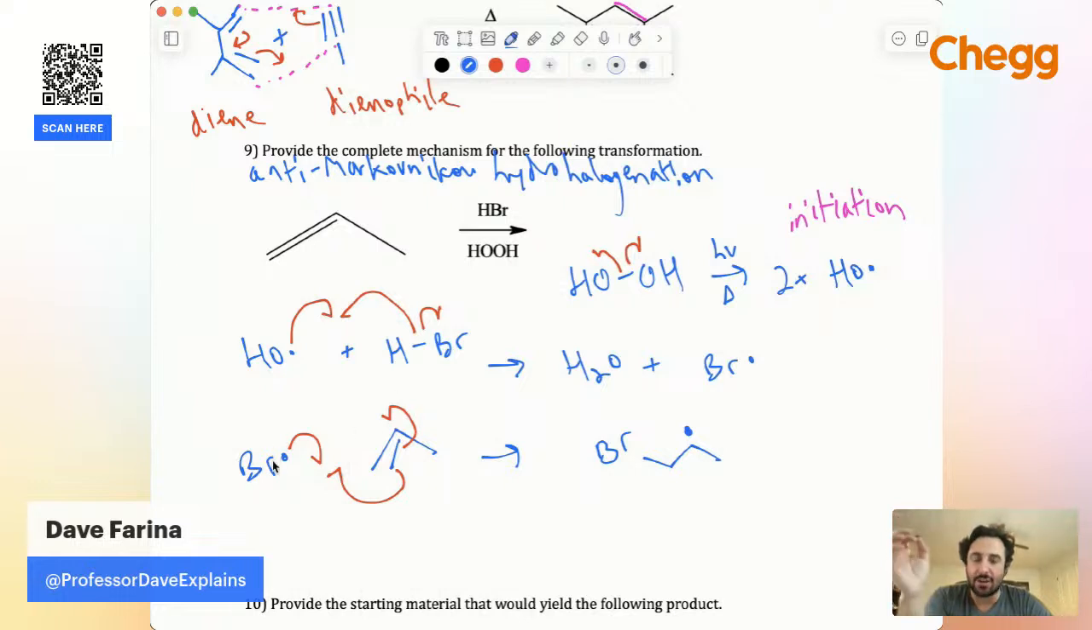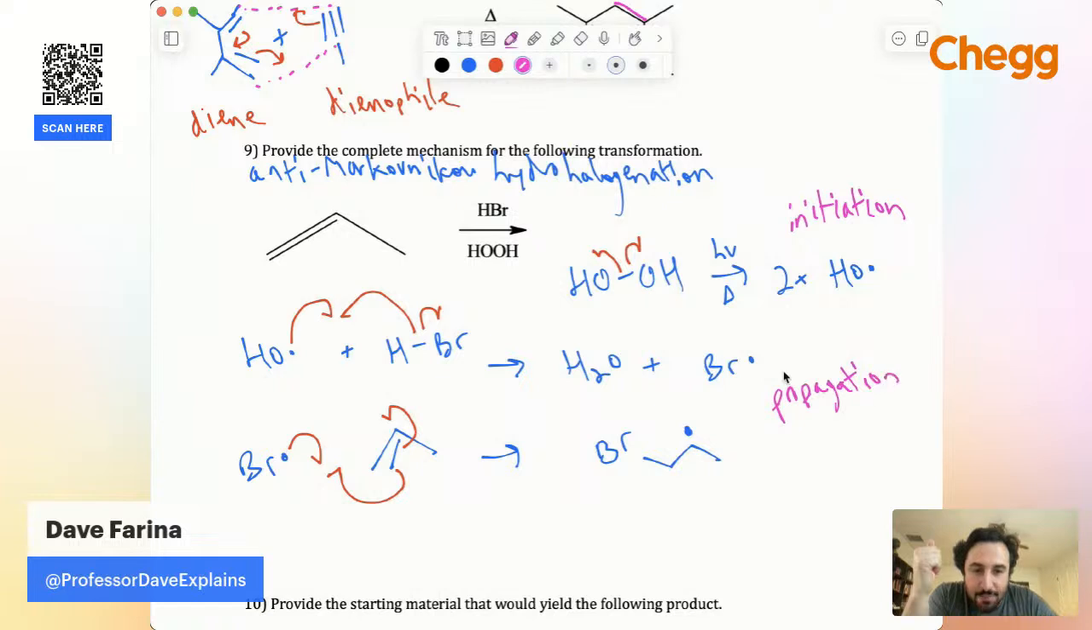If the bromine radical went to the secondary carbon, you'd be left with a primary carbon radical. That's not good. That's not the more favorable pathway. The bromine radical is going to go to the primary carbon because that leaves the secondary carbon radical, which is better. It's a more energetically favorable pathway. So it's going to go that way. And so these are called propagation steps.